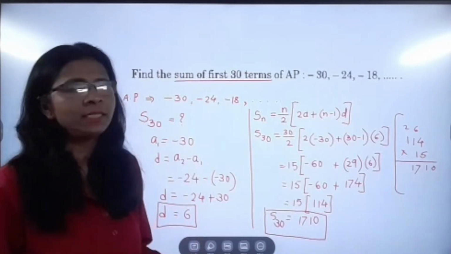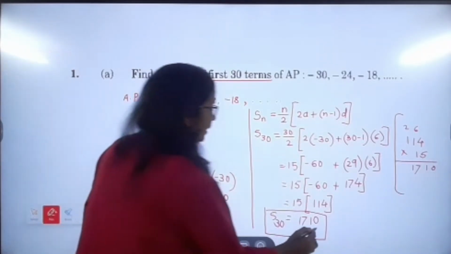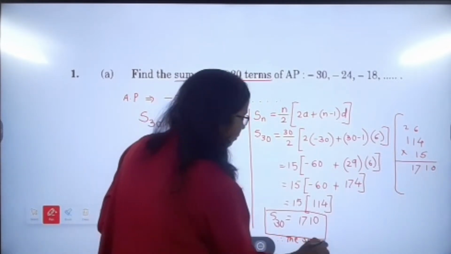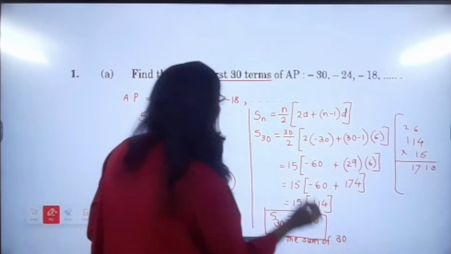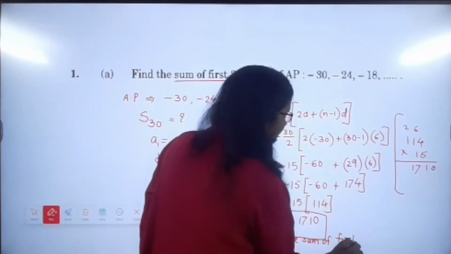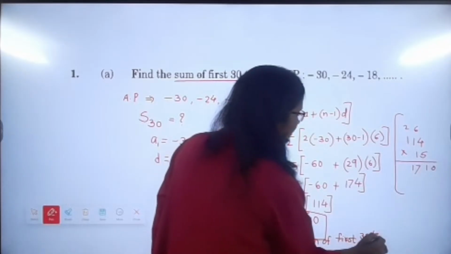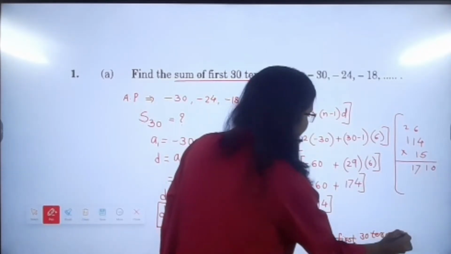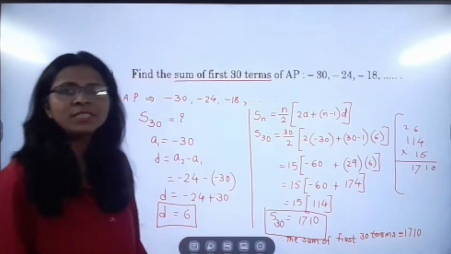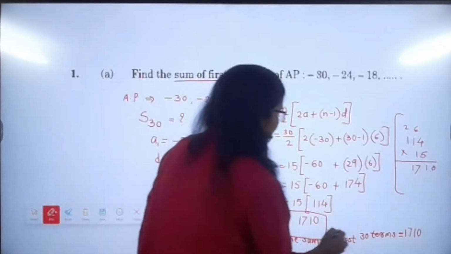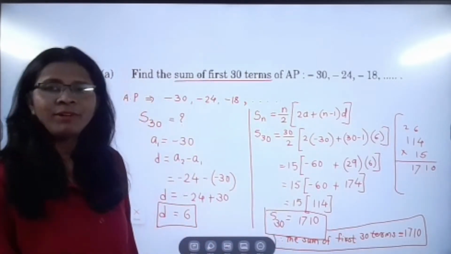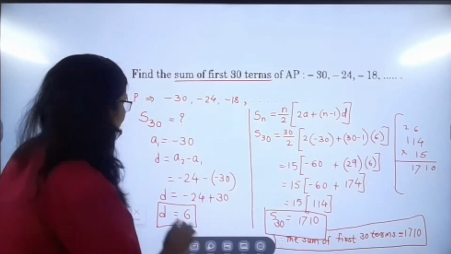The final answer will be: therefore, the sum of first 30 terms is equal to 1710. Okay students, this is our final answer. Now let us see the next example.